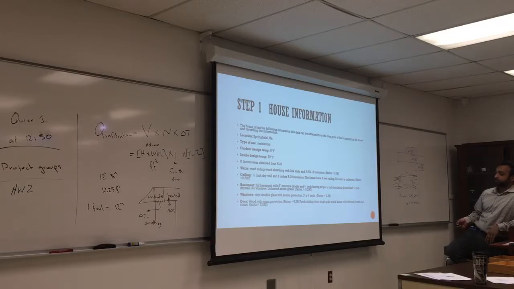Windows, vinyl double glass with storm protection, 3 feet by 4 feet each, factor 0.34, and the doors, wood with storm protection, factor of 0.29, and the rest of the details. So I did step one.